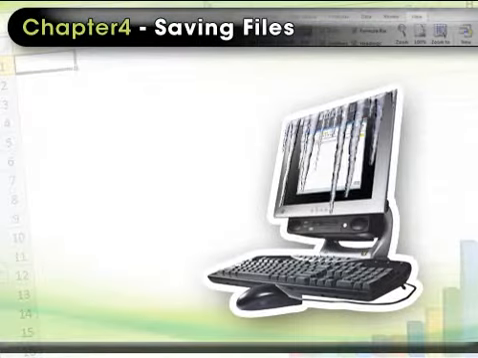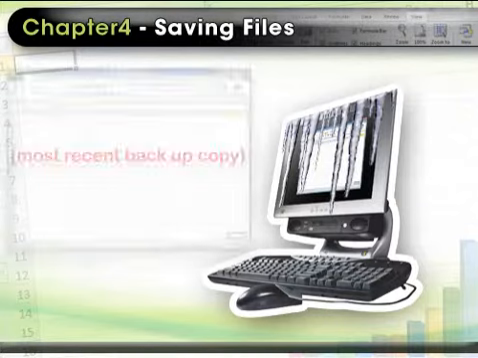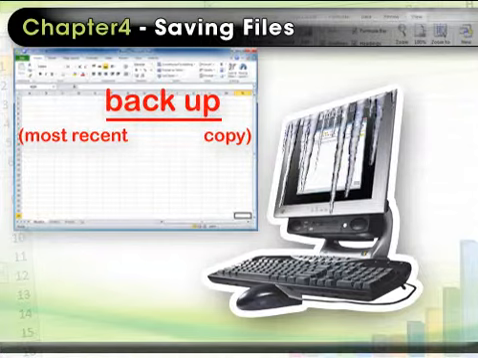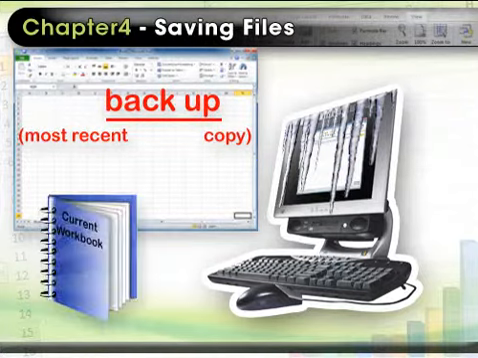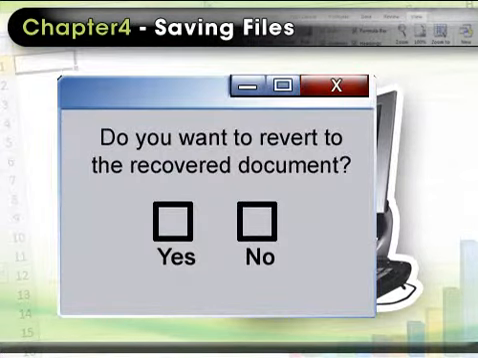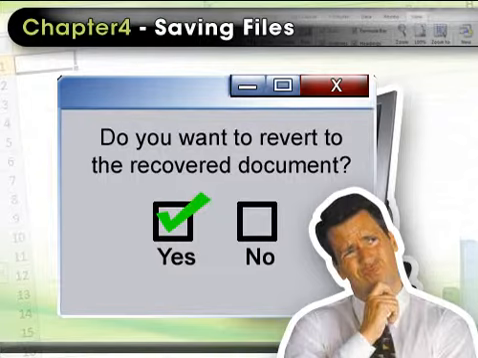Now, should your computer or your application freeze, Excel will allow us to use the most recent backup copy of the file. However, this saves just a backup copy. It doesn't save our current workbook, so you still need to develop the habit of saving manually. When you open your computer back up after a crash, a window appears asking if you want to revert to the recovered document. Keep in mind that you are offered only one chance to recover your document.